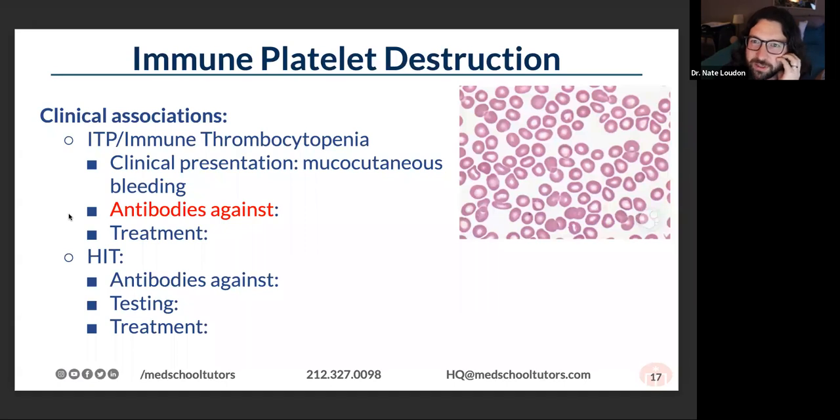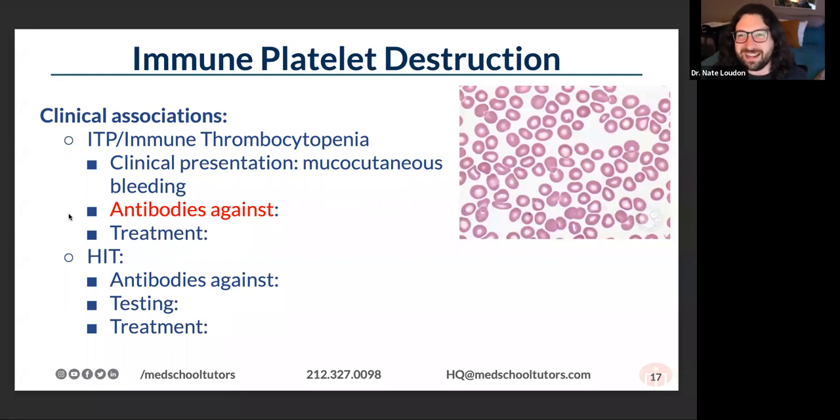Now, when I first learned about ITP, I was like, oh my gosh, this is so crazy. This rare thing that could never happen. I'll never see it. And then my first month on internal medicine, I took care of a patient with ITP, and I was like, it's such a privilege to be training at this community hospital where I'm seeing ITP, and it's just everywhere.